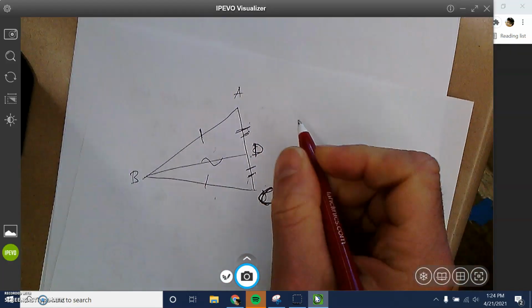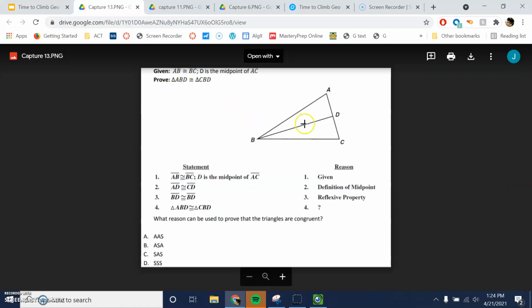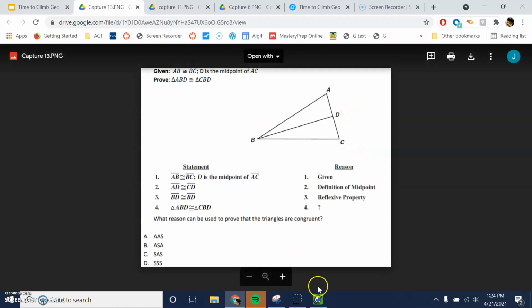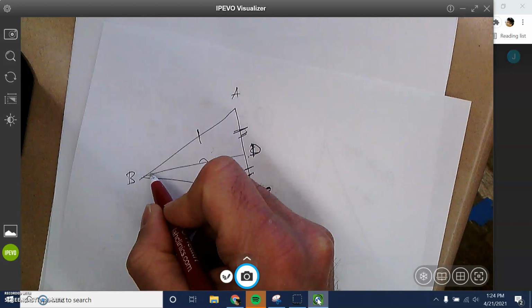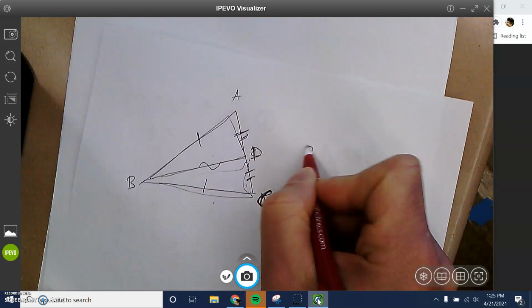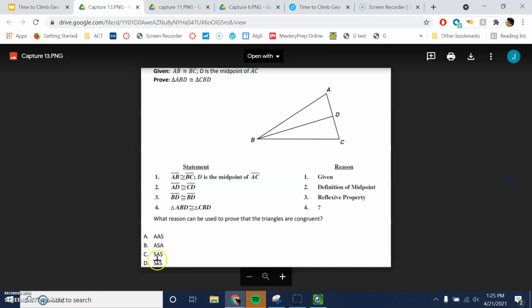Okay, why are the two triangles congruent? ADB and CBD. Why are they? Let's see. So I got side, side, side. Yeah, this is a side, side, side. There are no angles involved. There we go. Answer is D. Nice job, everybody.